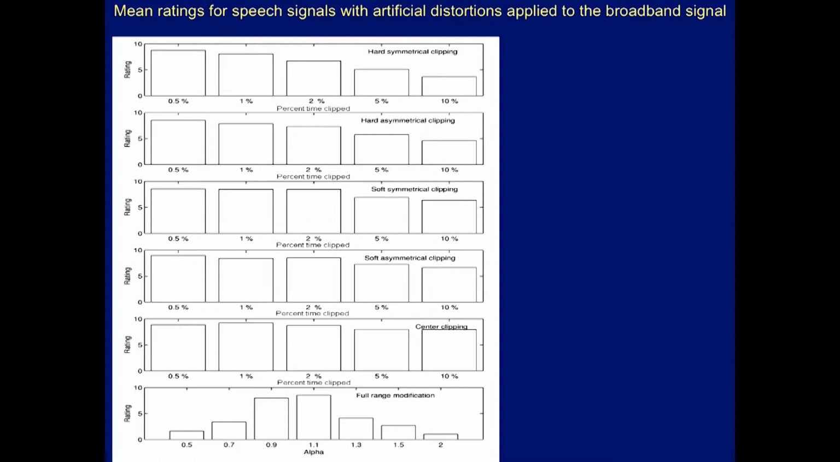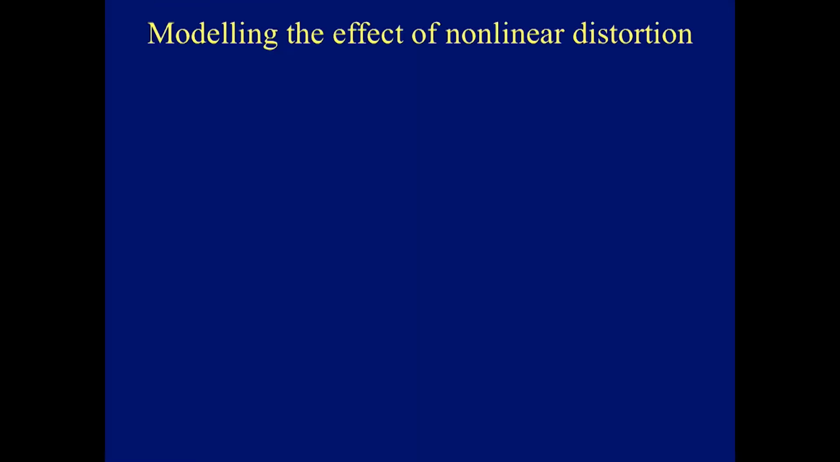But as you increase the percent of time that the signal is clipped, then the ratings go down. And 10% clipping sounds quite bad. Soft symmetrical clipping has smaller effects, as you would expect. And this full range modification that I talked about really has the nastiest effects, and if you raise the instantaneous value to the power 0.5, or if you square it, then that really sounds very nasty and you get extremely low ratings.